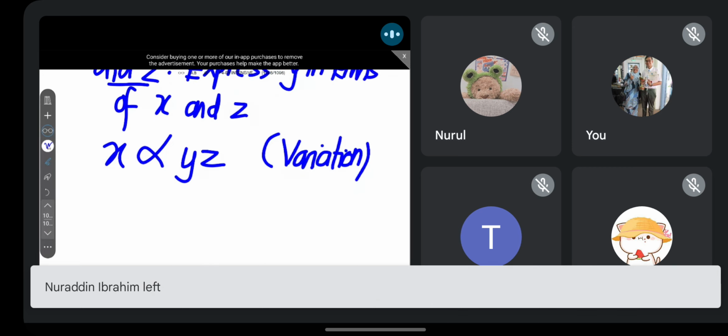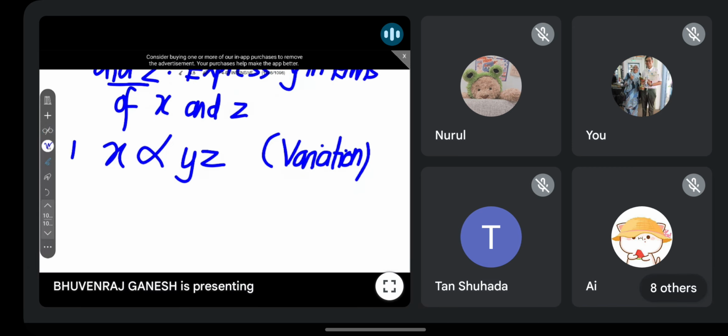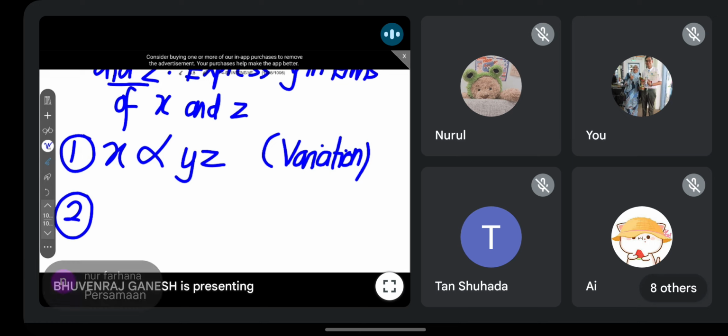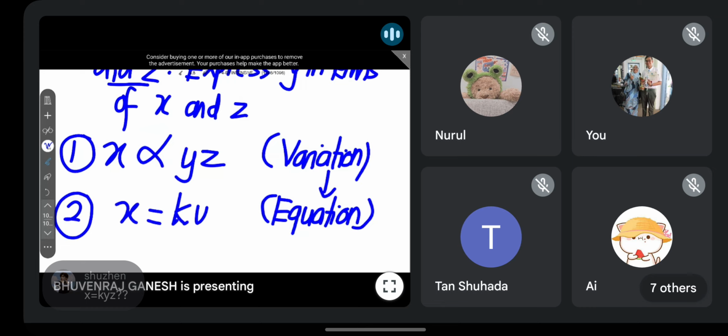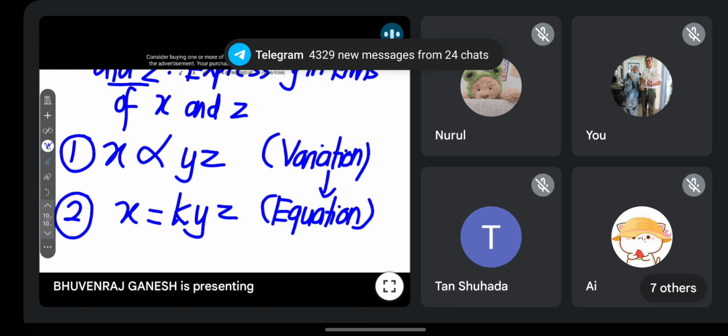Okay, so now guys, second step. What is the second step I must do? This is first step. So what is the second step now? Always, proses ni akan berulang. The same step will repeat for different question. Yes, convert to equation. Aliran idea dia macam ni. Variation, you go to equation. Yes, X equal to KYZ. K is the pemalar constant.